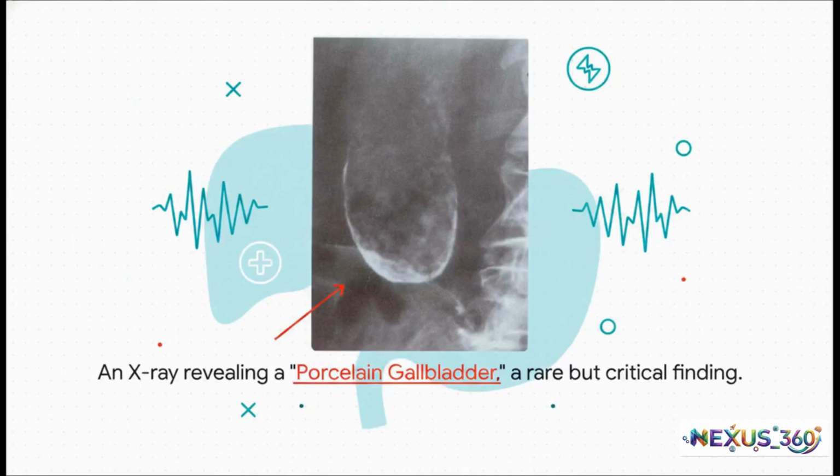Now, while ultrasound is the go-to, sometimes you'll see a really important finding on just a plain old X-ray. What you're looking at here is something called a porcelain gallbladder. See how the whole wall of the gallbladder has turned to calcium? It literally looks like a piece of porcelain.